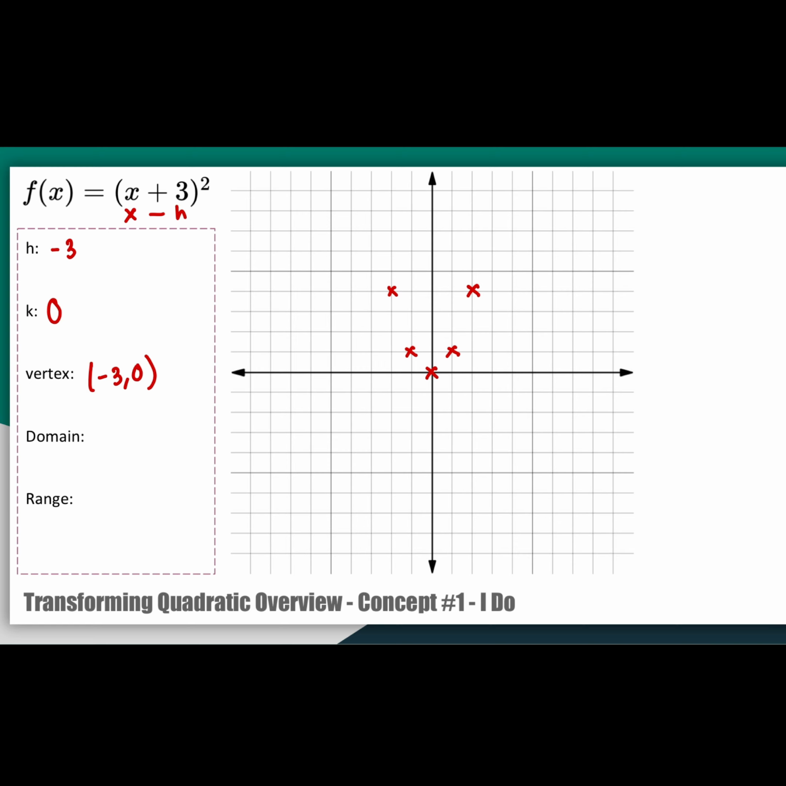So look at this. This was our parent function: 0, 0, 1, 1, 2, 4, negative 1, 1, negative 2, 4. Look, horizontally shift 3 to the left because it's a minus 3. So all of these points would go over to the left 3, and then a vertical shift of 0, so we don't even go up. So I can move all these over 3. That's all I did, okay?